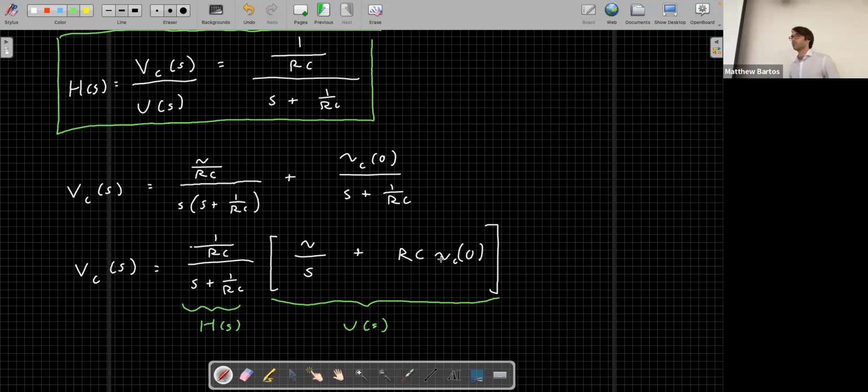Okay. So when you're using transfer functions, please be aware that it's the function that takes us from our input to our output. When you're computing the transfer function, you don't account for the initial conditions. Are there any questions on that concept?